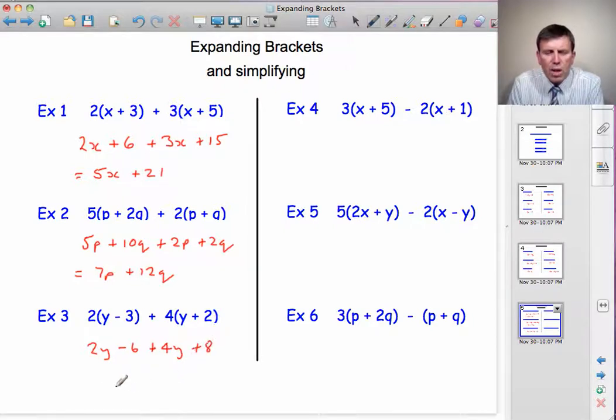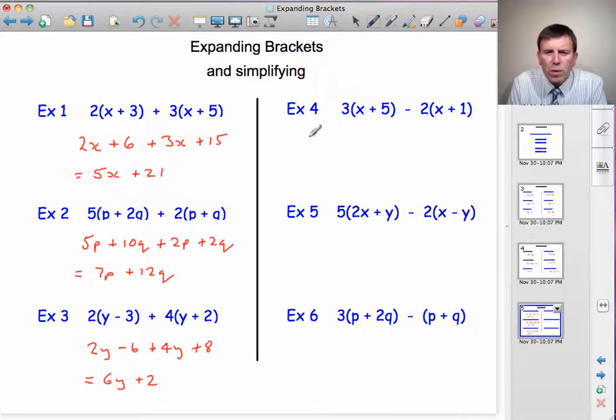Now we can collect the y's and collect the numbers. 2y plus 4y. Remember that minus sign belongs to the 6, not the y's. So it's not 2y take away some y's. You've got to look at the signs in front of the y's. 2y plus 4y is equal to 6y. Then we've got minus 6 plus 8. Pluses win by 2, plus 2. Minus 6 plus 8 is plus 2.